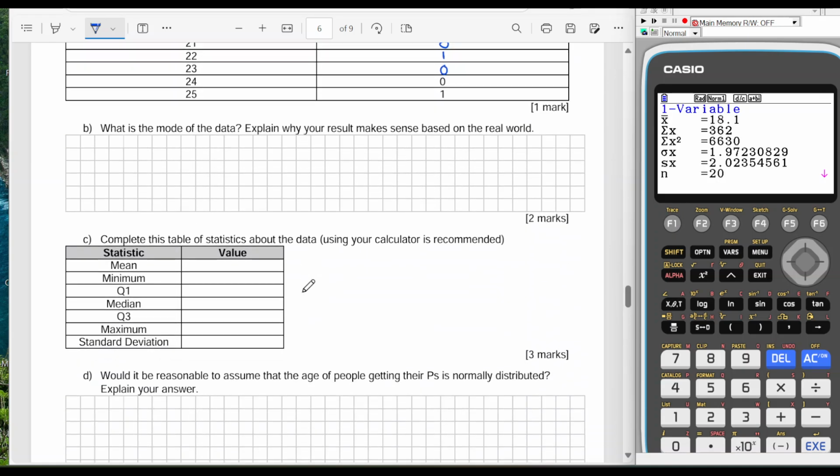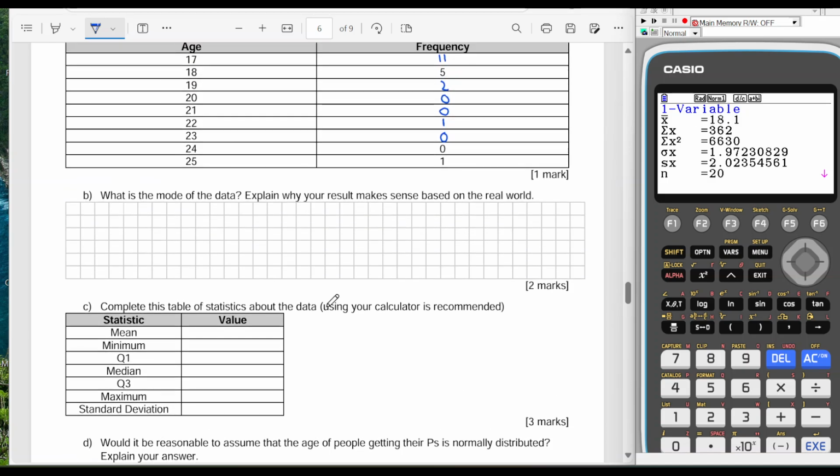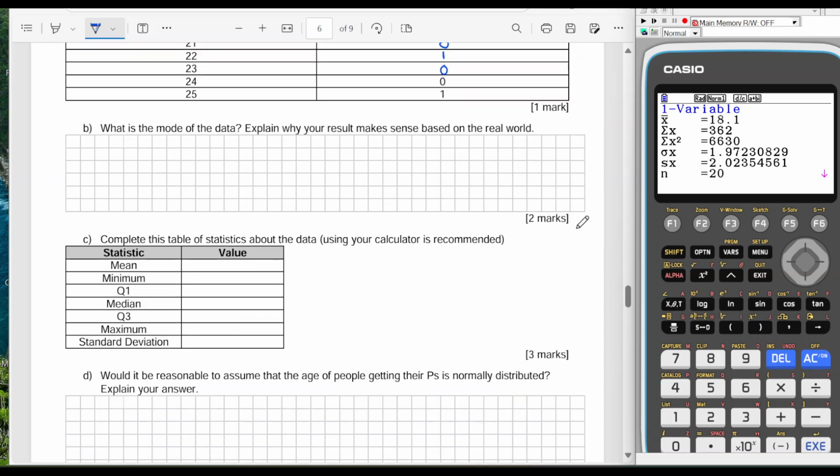So actually, I've skipped a question. This is for part C. But let's just do that first. So the mean is the first number, so that's 18.1. The minimum, I think your calculator does tell you, but it's 17. The Q1 is 17. Median is 17. Q3 is 18. The max was 25.